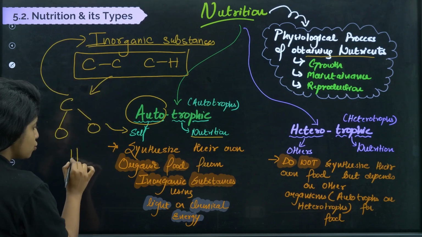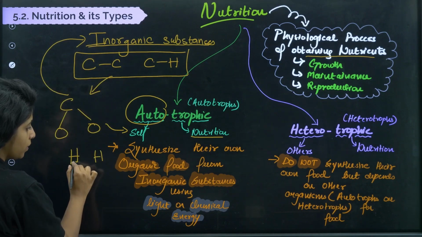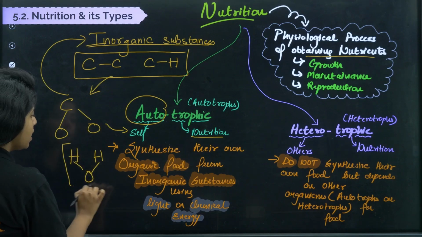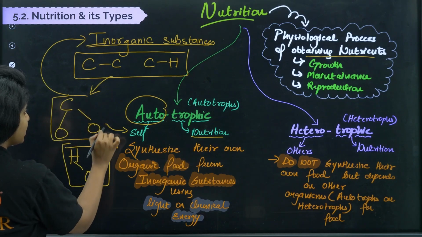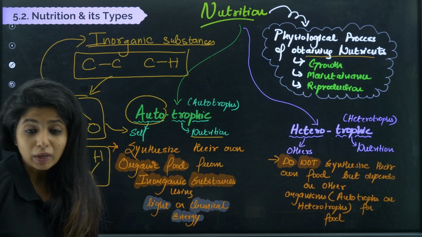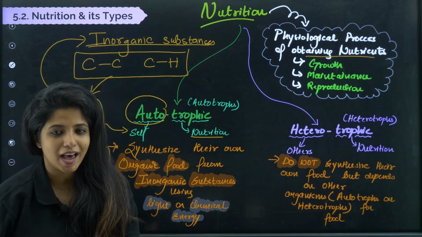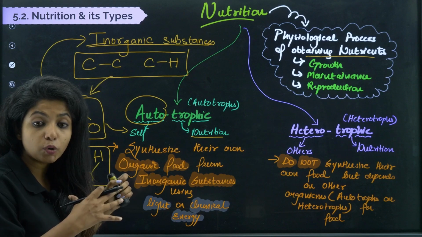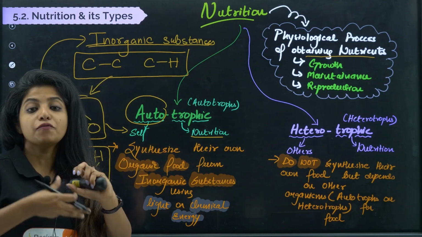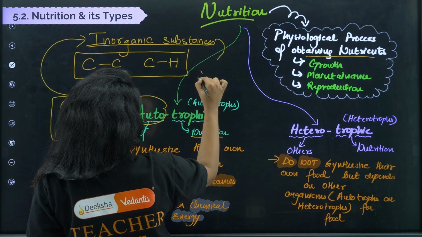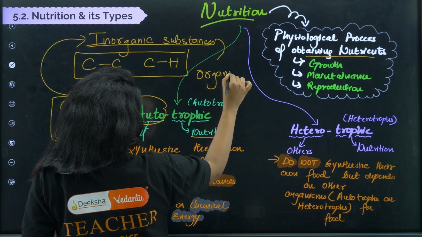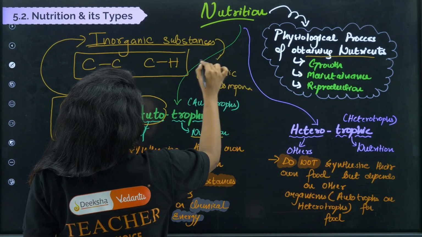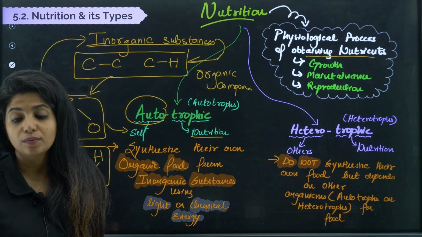Next thing, H2O. So I have 2 H and 1 O. Do I find a C-C bond or C-H bond? No. Again, I call this inorganic. So basically, autotrophs are those organisms which take the inorganic substances and mix and match and form what? They form organic compounds which have the C-H bond or C-C bond.